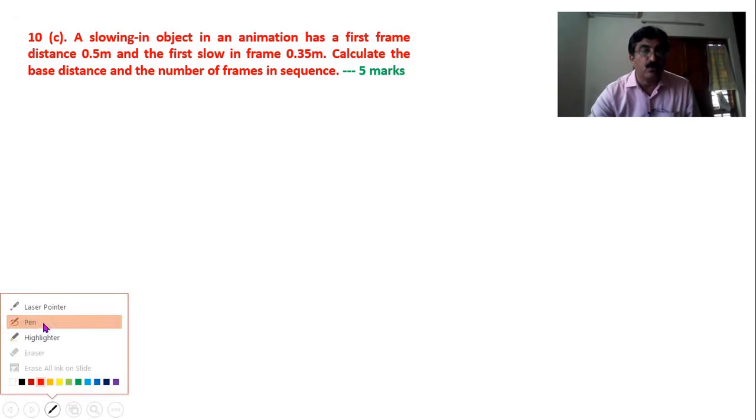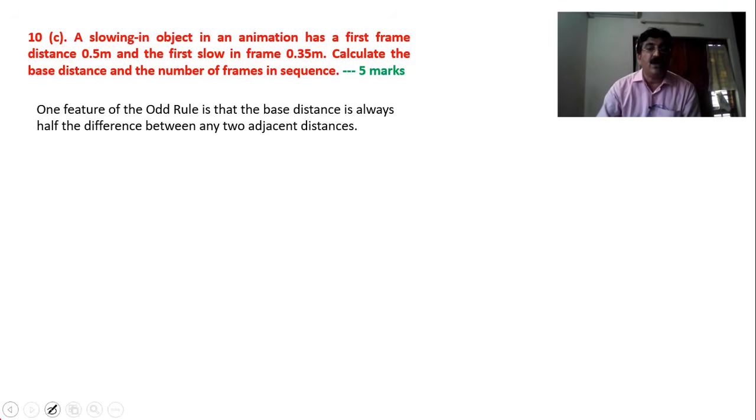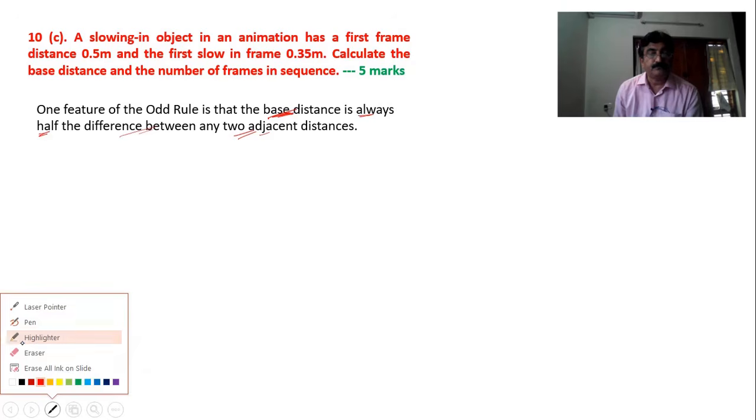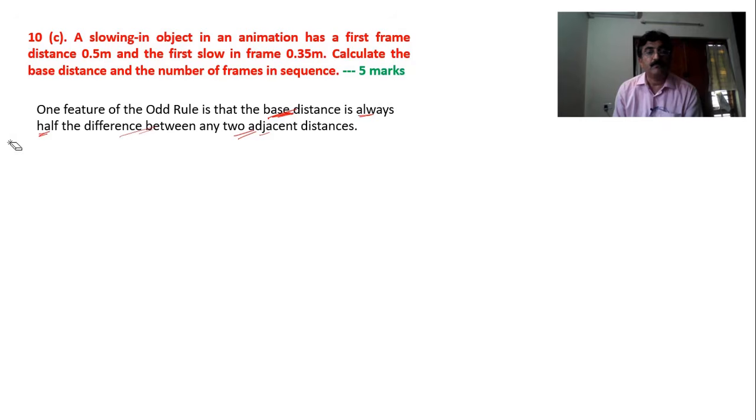Okay, dear students, in this problem we have to make use of two statements. One such statement is, one of the features of the odd rule is that the base distance is always equal to half of the difference between the two adjacent distances. So I repeat here. Now you have to convert this statement into a formula.